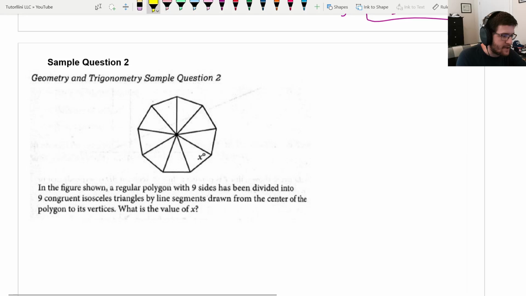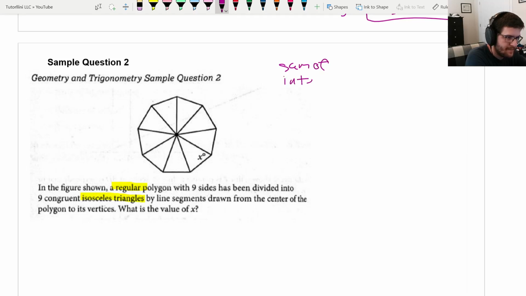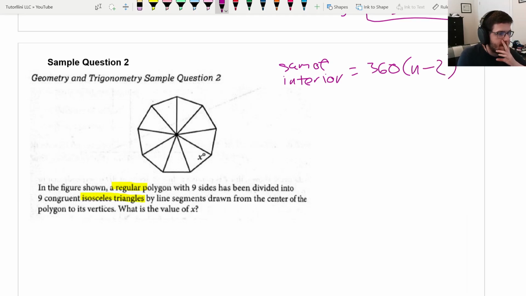Okay, so regular just means all the sides and angles are equal. And it's got 9 sides, and it's got 9 congruent isosceles triangles. So that means those two sides are equal to each other. There actually is a formula for the sum of the interior angles. I think it's 180 times n minus 2, where n is the number of sides. But that's one way you could do it.